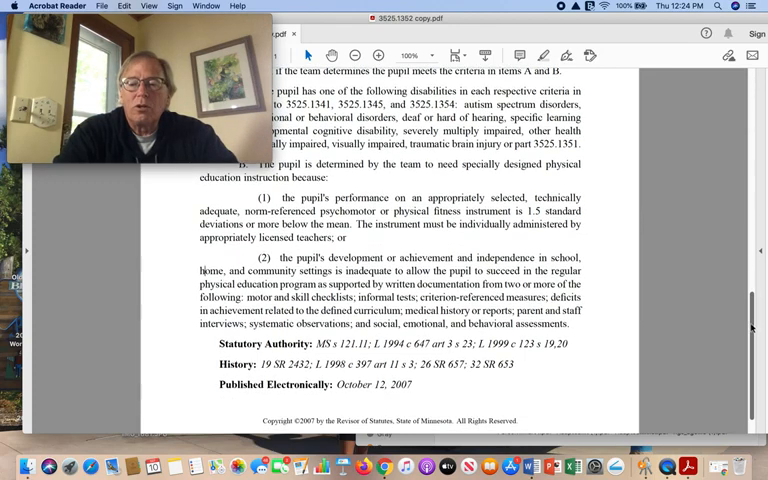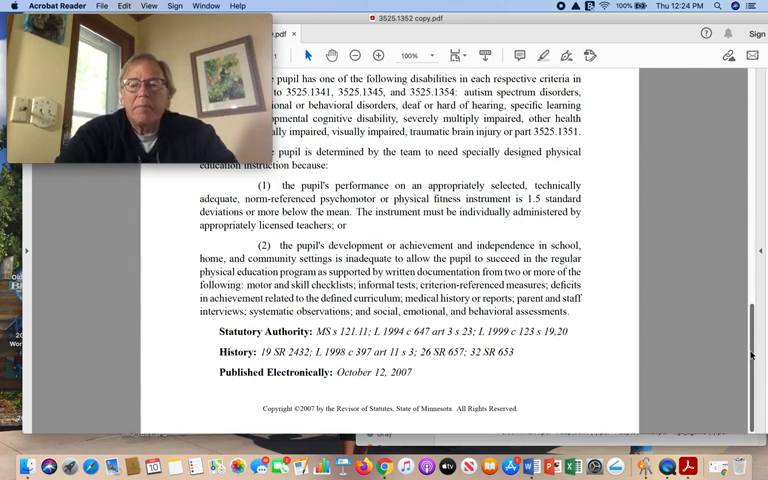And the second area, which those of you who have seen some of my assessment and due process sessions before, I think you can create a much better snapshot in time of the student is B2. And that's the student's pupil's development or achievement and independence in school, home, and community settings is inadequate to allow the pupil to succeed in regular physical education as supported by written documentation from 2 or more of the following, and they include motor skills checklist, informal tests, criterion reference measures, deficits in achievement related to the defined curriculum, which is our Minnesota state standards, medical history or reports, parent or staff interviews.